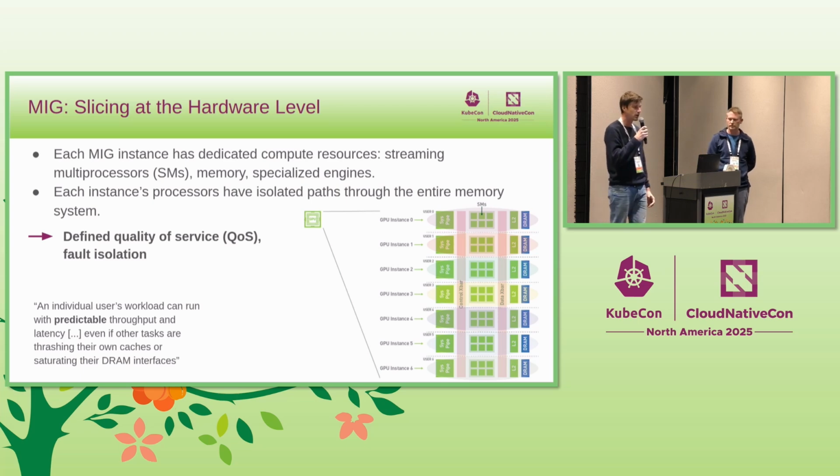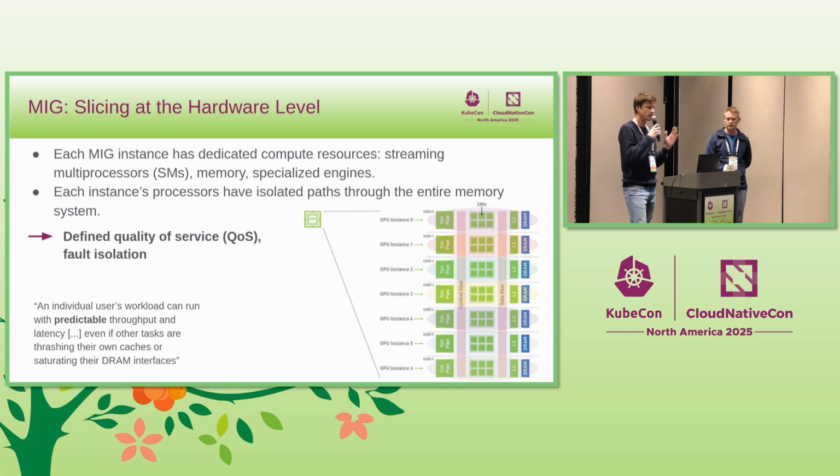So how is it done in hardware? Every MIG device on a physical device gets its own streaming multiprocessors, its own specialized engines like copy engines, JPEG encoders and other things. And the entire information flow, the path between the SMs and a MIG device's assigned memory regions, is isolated for just that MIG device.